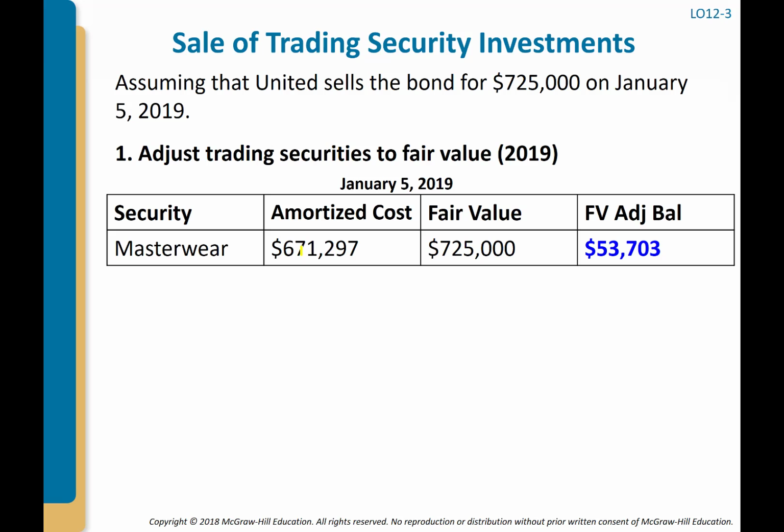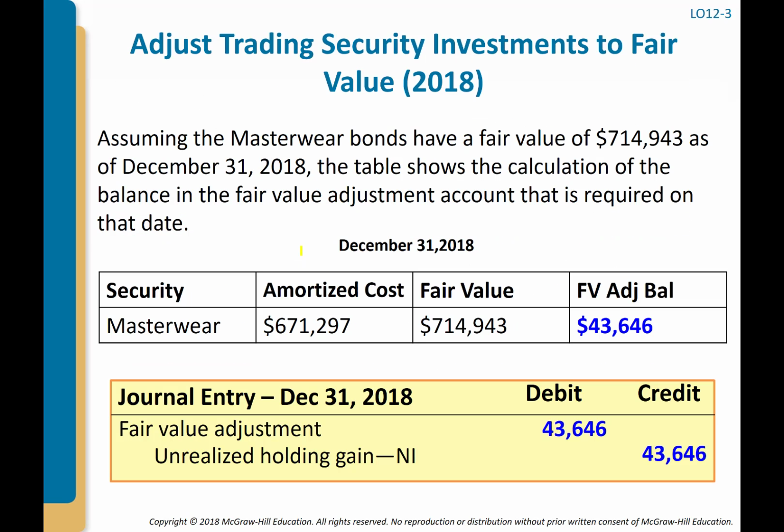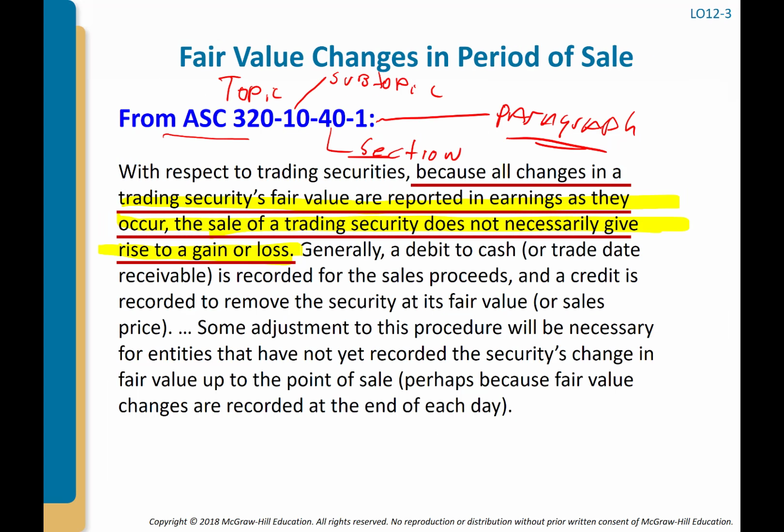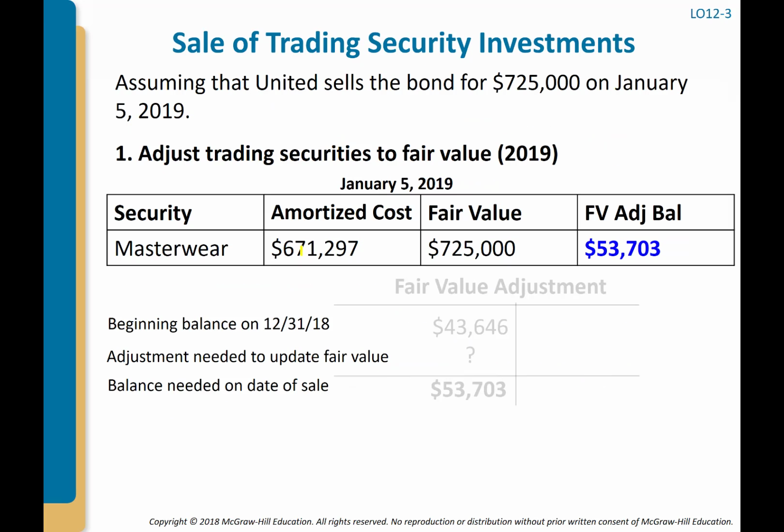Okay, so in this scenario, since we already have the fair value adjustment of 43,646, that was already in there. Now we know that the security has a higher value because they're selling it for 725, right? Before we were saying that it was worth 714, but if you're selling it for 725, then it is worth 725. And so what happens? We need to put an additional amount in the fair value adjustment balance.